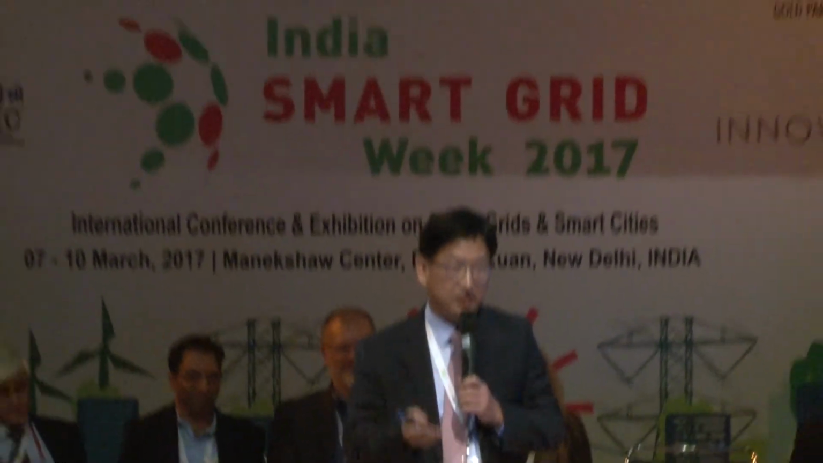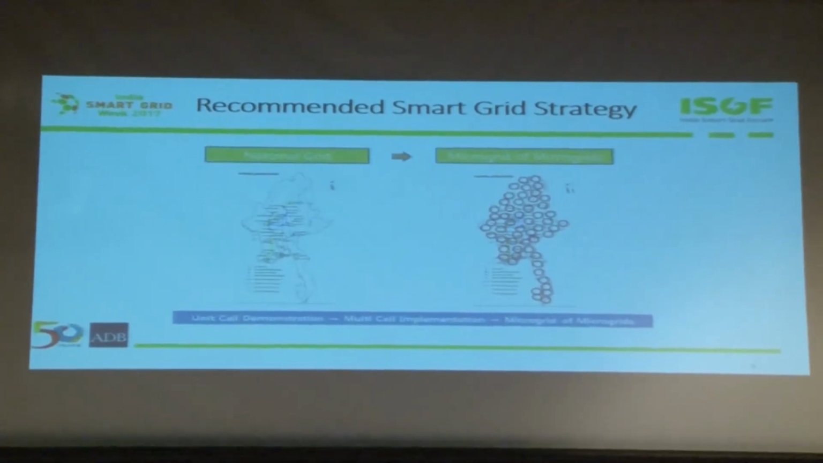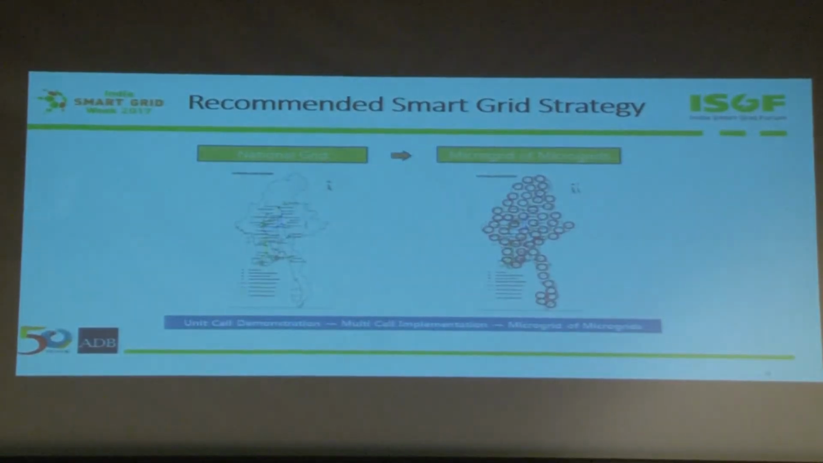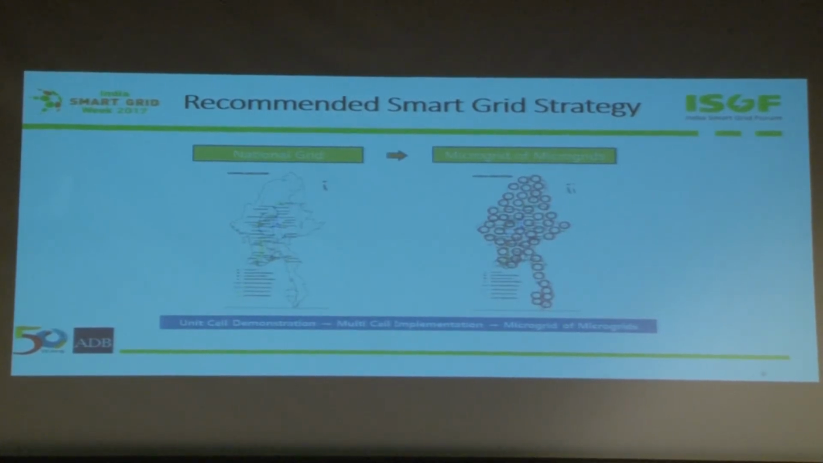So this is the recommended smart grid strategy. First, make a unit cell demonstration. The unit cell can be the home microgrid or remote area microgrid or building microgrid or campus microgrid. Then increase the number of the microgrids. Then you can make the multi-cell implementation, and you connect every microgrid by ICT technology. Then finally, it can be the microgrid of microgrids. That is the smart grid.